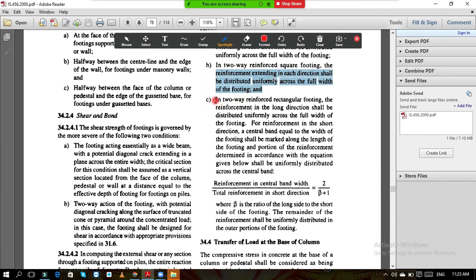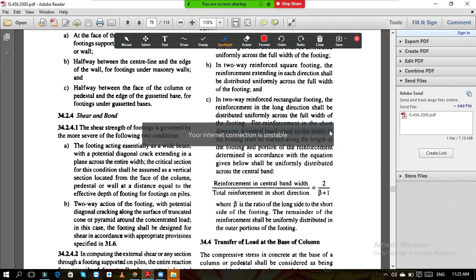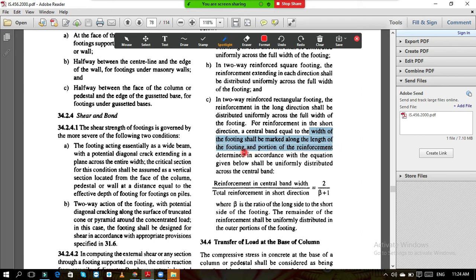But when you talk about a rectangular footing, here, in two-way reinforced rectangular footing, the reinforcement in the longer direction shall be distributed uniformly across the full width of the footing. For the reinforcement in shorter direction, a central band equal to the width of the footing shall be marked along the length of the footing. Okay, whatever may be the width of the footing, that width you should mark along the length, and the portion of reinforcement determined in accordance with the equation given below.